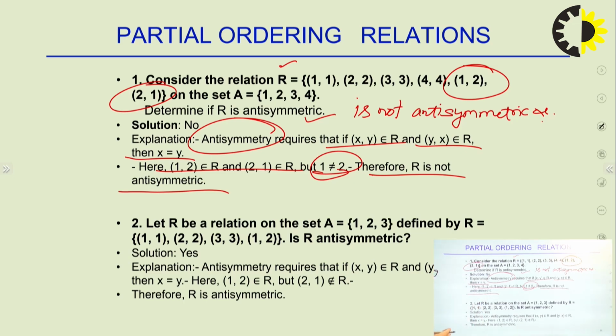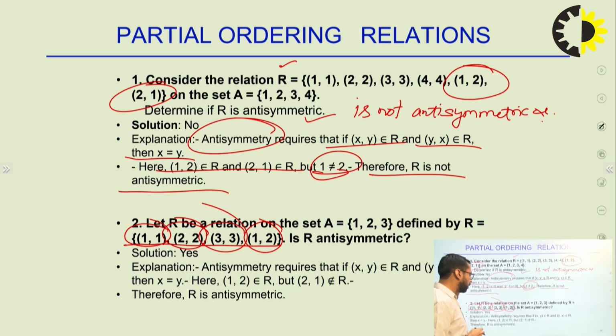We take the second question. Let R be a relation on the set A = {1, 2, 3} defined by R = {(1, 1), (2, 2), (3, 3), (1, 2)}. Is R antisymmetric? Then we have to check by using the principle. We take the relation elements (1, 1), (2, 2), (3, 3) and (1, 2). (1, 1), (2, 2), (3, 3) are identical. For (1, 2), it is present, but (2, 1) is not present.